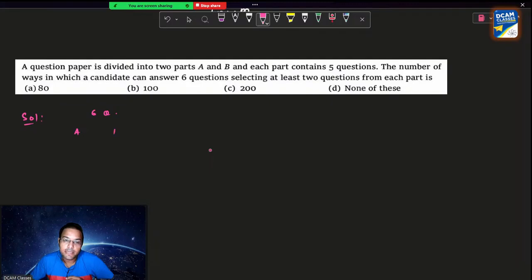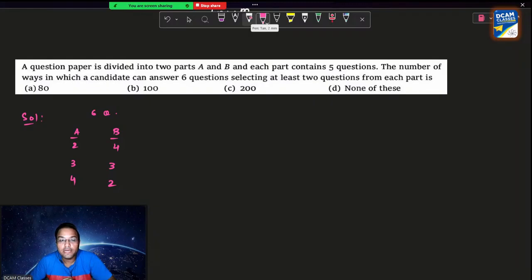Then part A and part B: 2 from A, 4 from B. Then 3 from A, 3 from B. And 4 from A, 2 from B. Can we go still lower? No, only these 3 cases will remain, because it's given that we have to select at least 2 questions from each part. From B also, if we select 2, 3 or 4, it's possible. From A also 2, 3, 4 is possible.